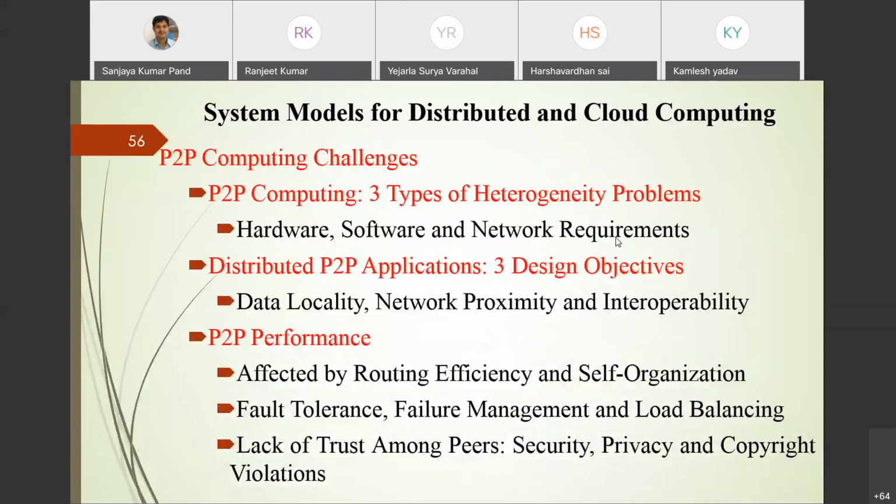Then P2P computing systems have three types of heterogeneity problems. Heterogeneity means there are various structures with respect to hardware, software, and network. The hardware used in each and every P2P peer is different. The software used is different. And the network requirement is also different in each and every P2P system. There is no standard one.